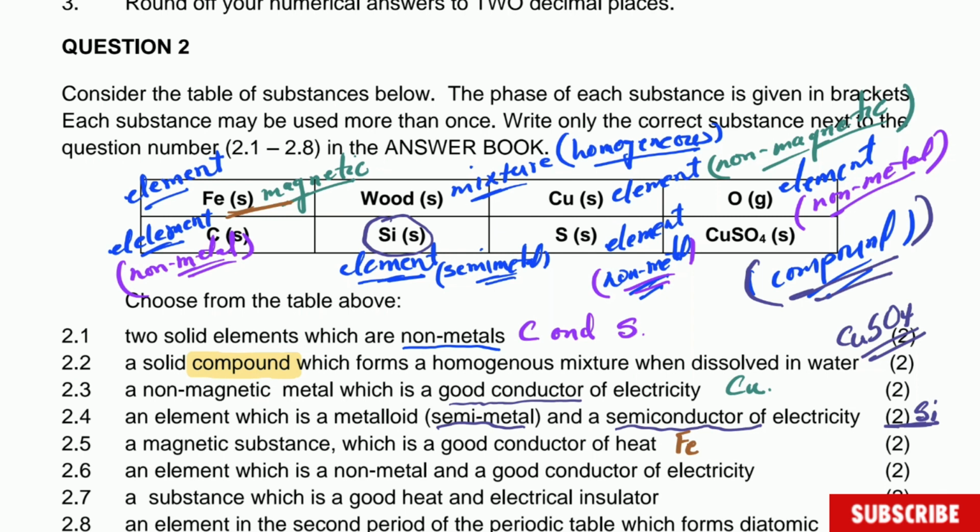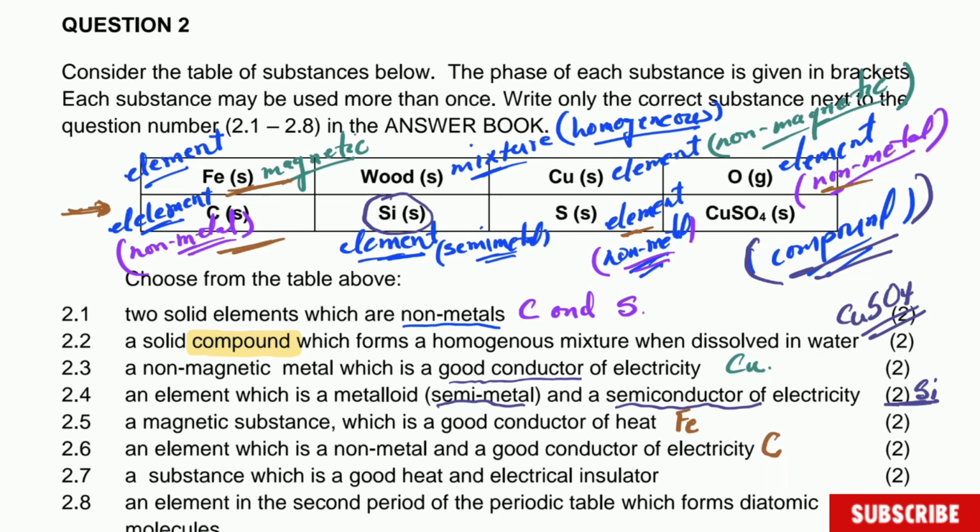An element which is a non-metal and a good conductor of electricity. Now, this one is quite tricky. It is a non-metal, but it's a good conductor of electricity. So guys, the non-metals we have here are carbon, sulfur, and oxygen. From all those, carbon is the one that is a good conductor of electricity. That is the non-metal which is a good conductor of electricity.